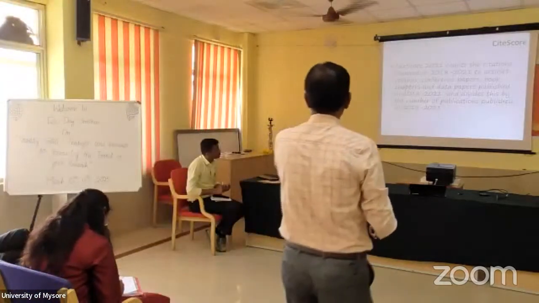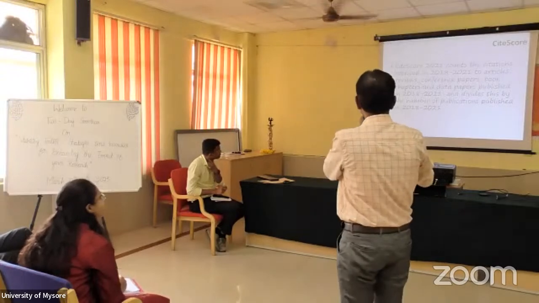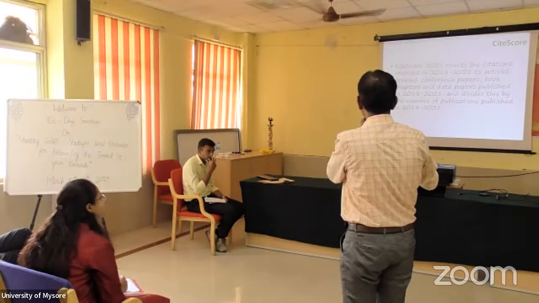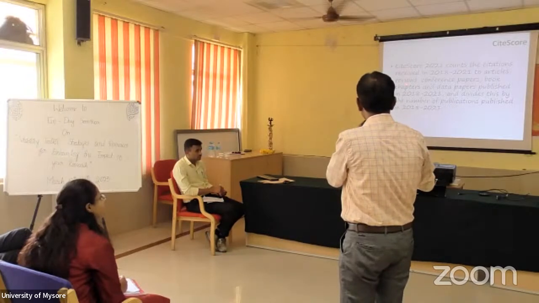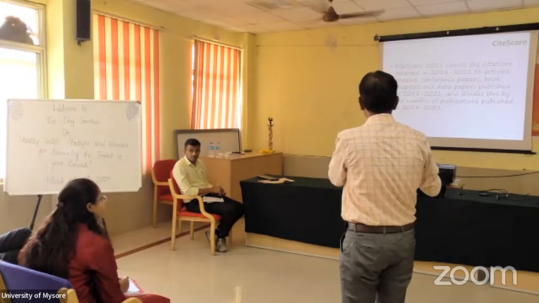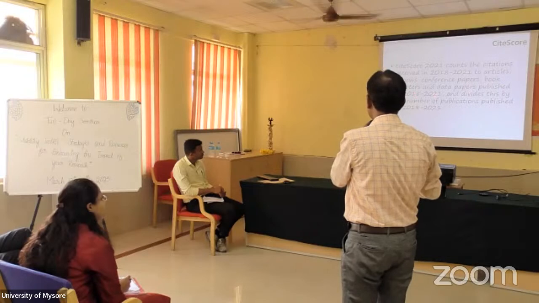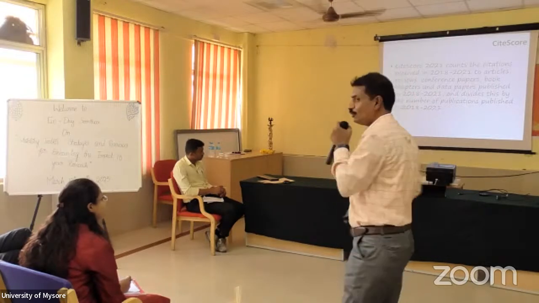Another one is SCImago. So what is SCImago? Here there is a definition. The SJR 2021 counts the citations received in 2021 to articles, reviews, conference papers, book chapters, and data papers published in 2018 to 2021, and divides this by the number of publications published in 2018 to 2021.